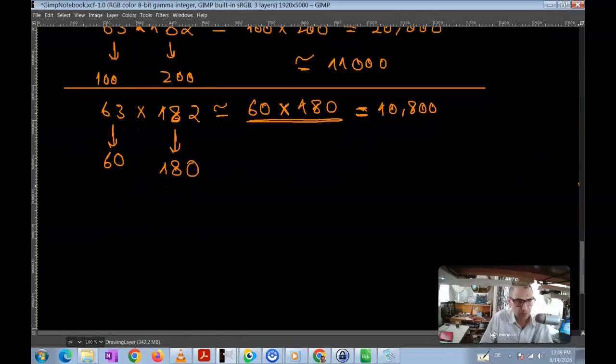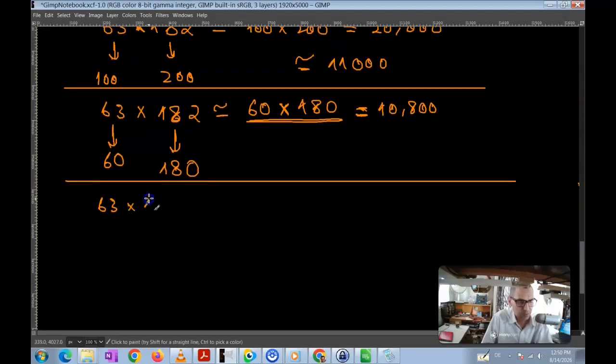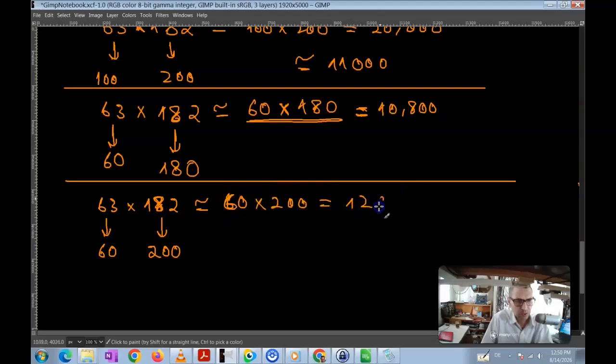So a better way to do this would be to say that I have 63 times 182. Now I'm going to round this number to the nearest tens, which gives me 60, and this number I'm going to round to the nearest hundreds, which gives me 200. So this would be very close to 60 times 200. Now 6 times 2 is 12, and then you have three zeros. That's 12,000. So you see, this calculation is very easy. It doesn't take much time to set up. The product that we got is 12,000, and the actual product is very close to 11,000. So it's a very good estimate, also very easy and very quick.